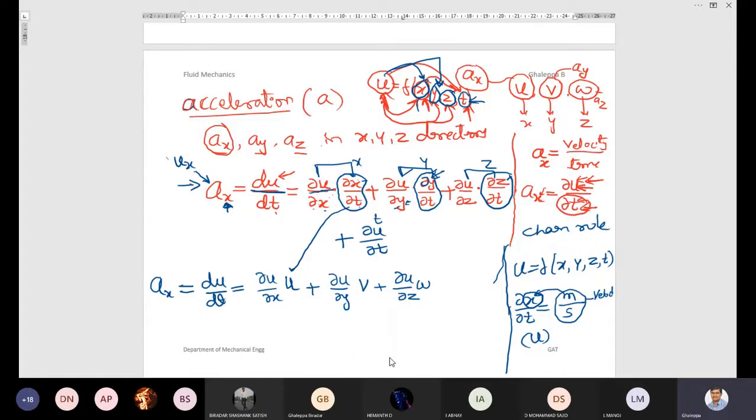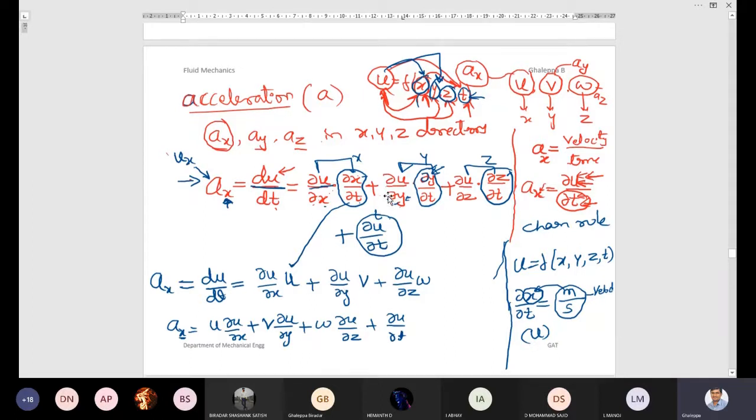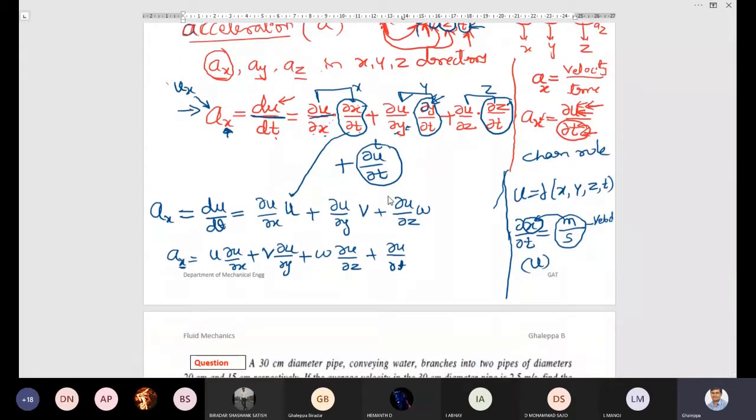Now I will rearrange the terms. ax is equal to, for simplification purpose, u ∂u/∂x plus v ∂u/∂y, ∂u only, not ∂v, because it is x here. Plus w ∂u/∂z plus this term as it is, ∂u/∂t. This is the expression for acceleration in x direction.